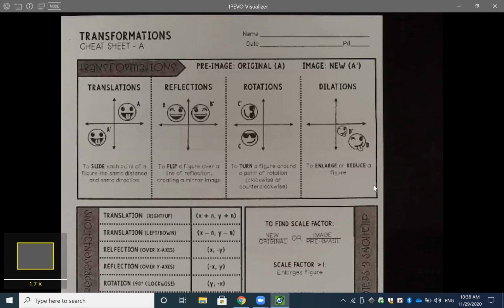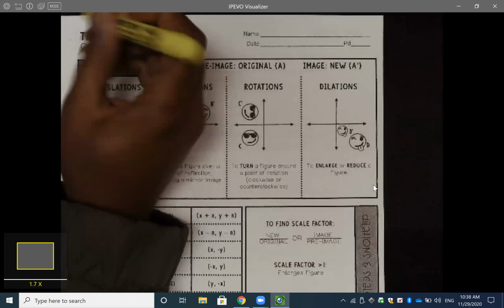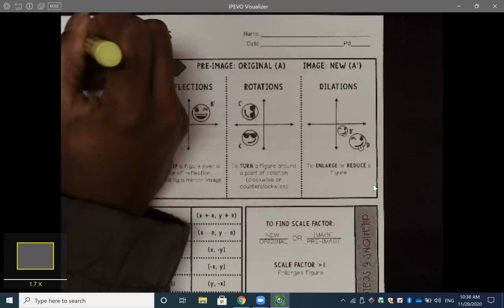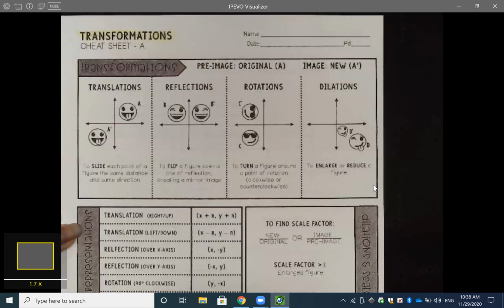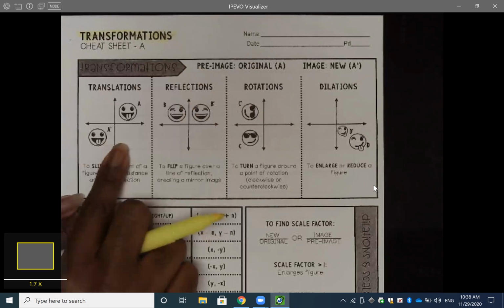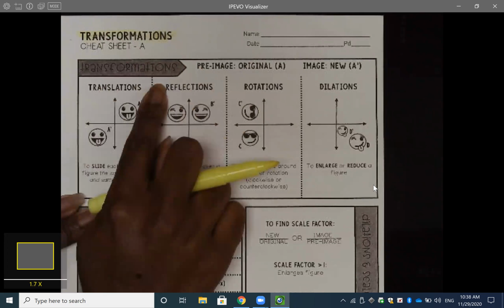We are starting our new unit, which covers transformations. There are four different types of transformations, and this first page is just a quick cheat sheet that will be very helpful when it is time to take your test. So I'm going to go through this page quickly. There are four different types.